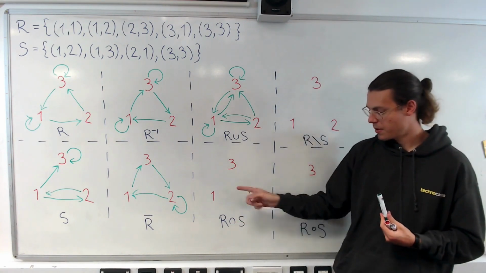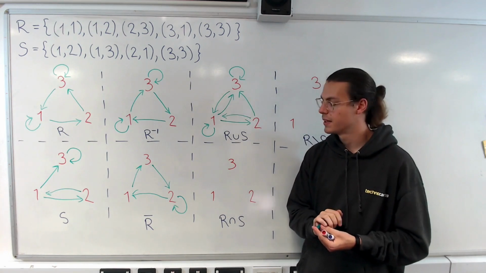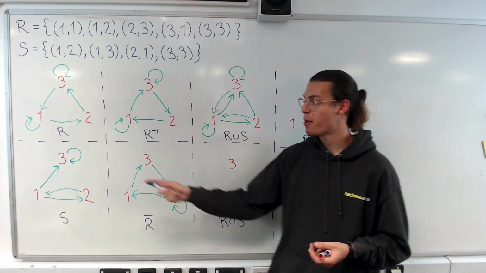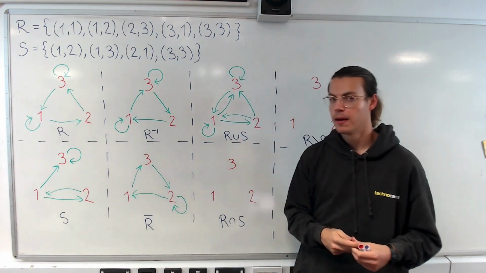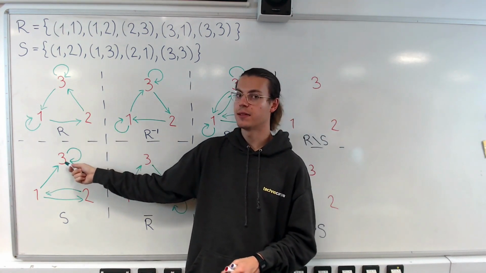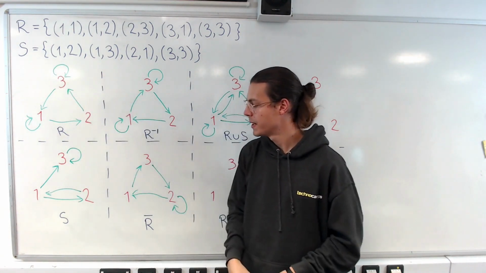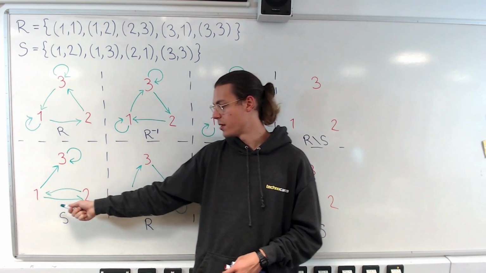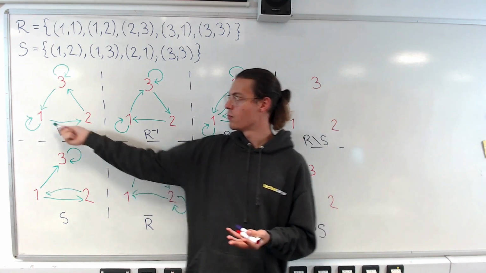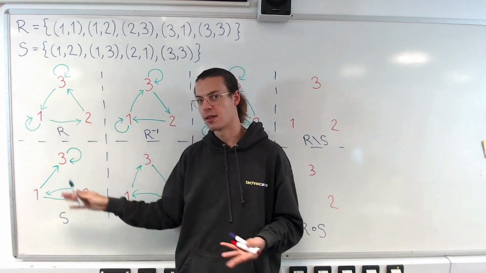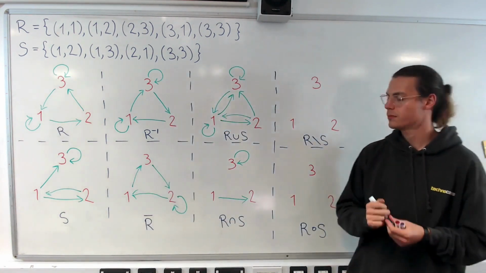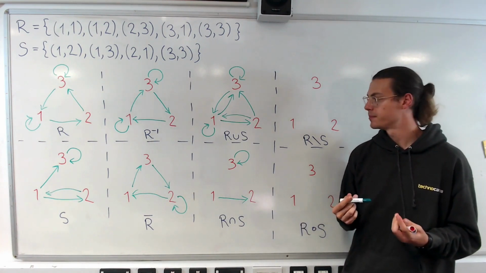Next up, the intersection of R and S. So this will have any pairs of elements that are related by both R and S. Looking at the two relations, we see that 3 is related to itself by both R and S, and 1 is related to 2 by both R and S, and that's it, right? 1 is related to itself by R but not S, so that's not in there, and so on. There's the intersection of R and S.